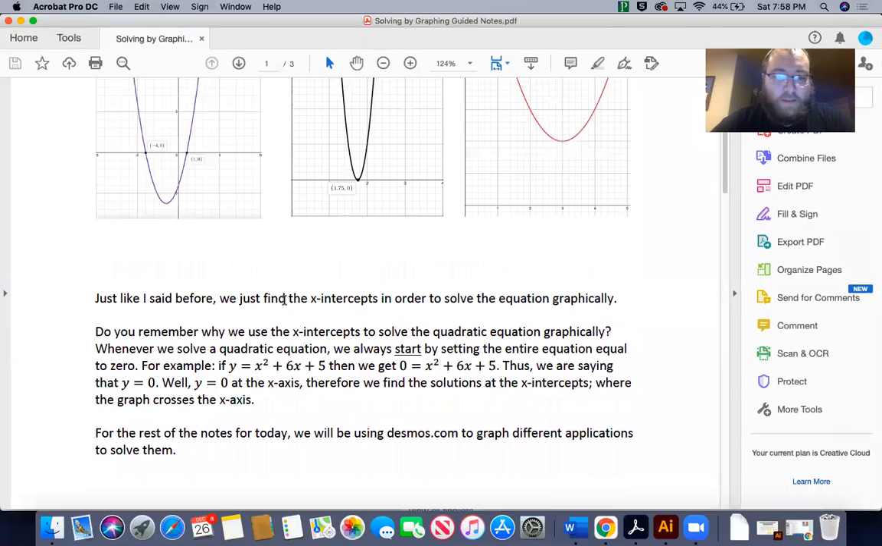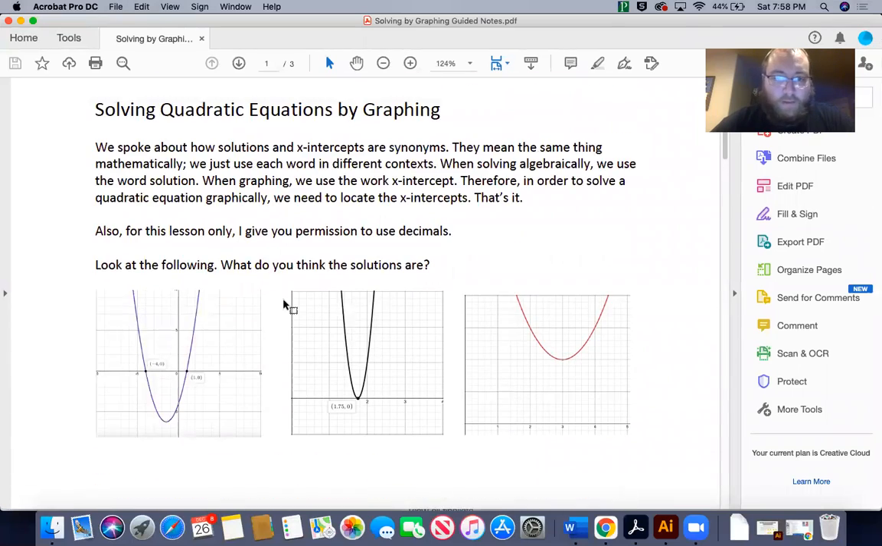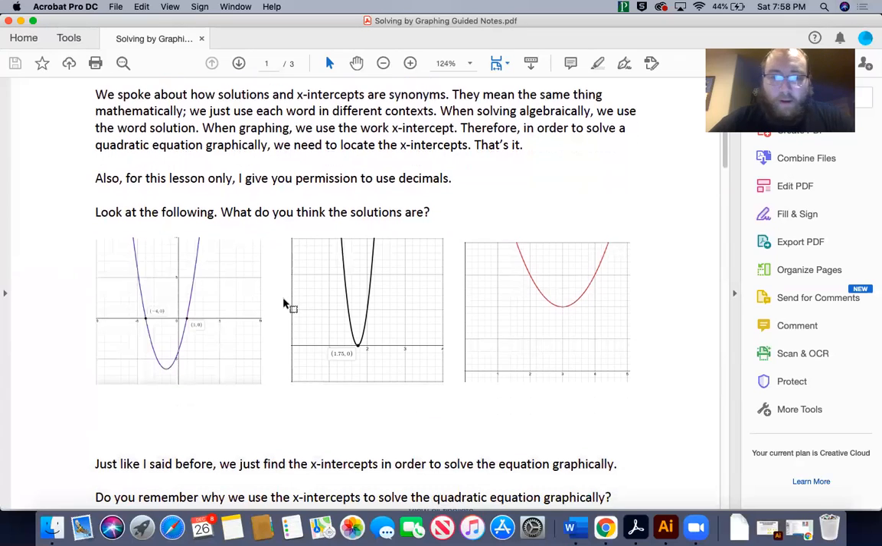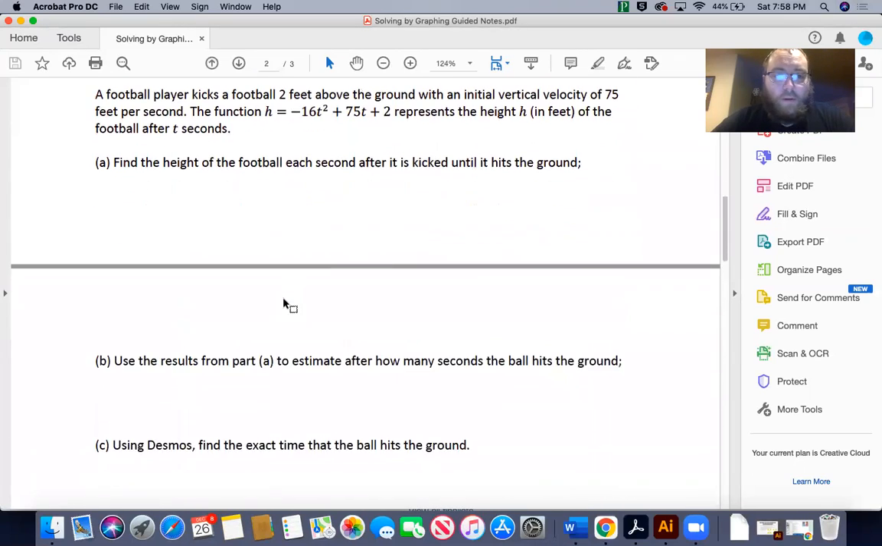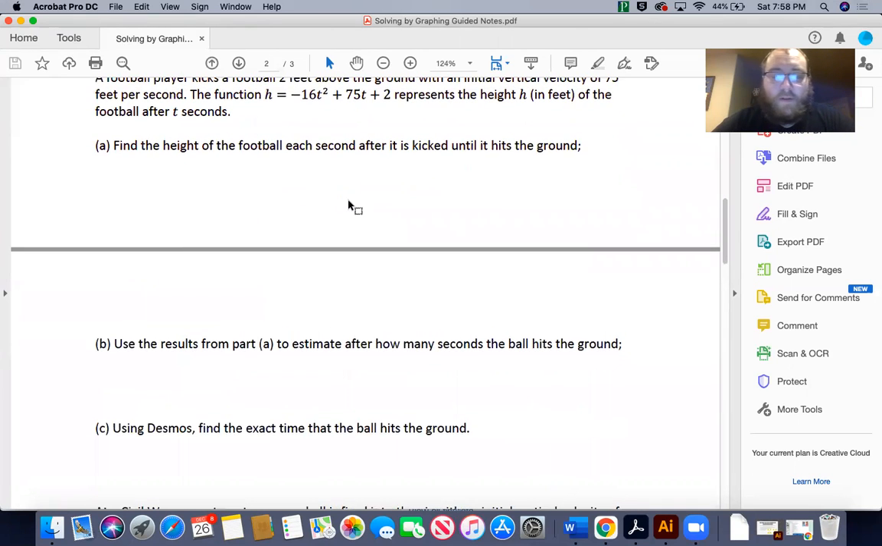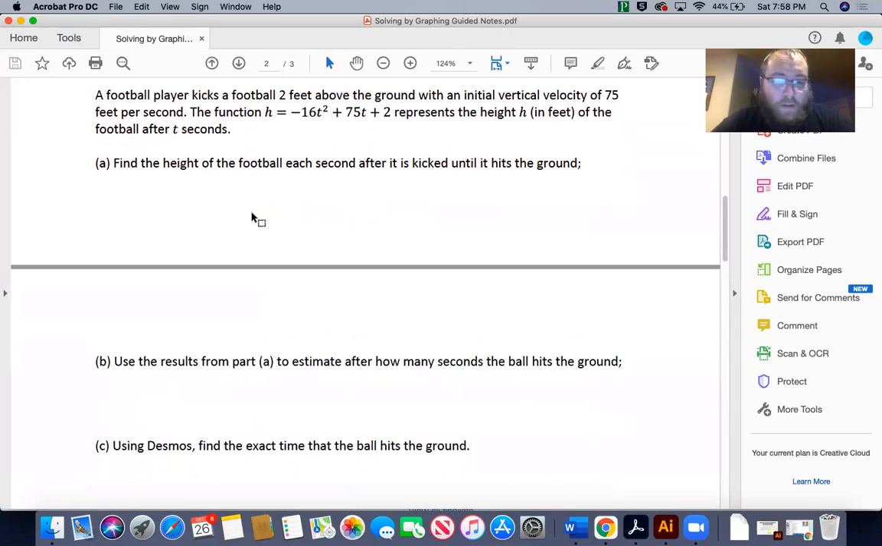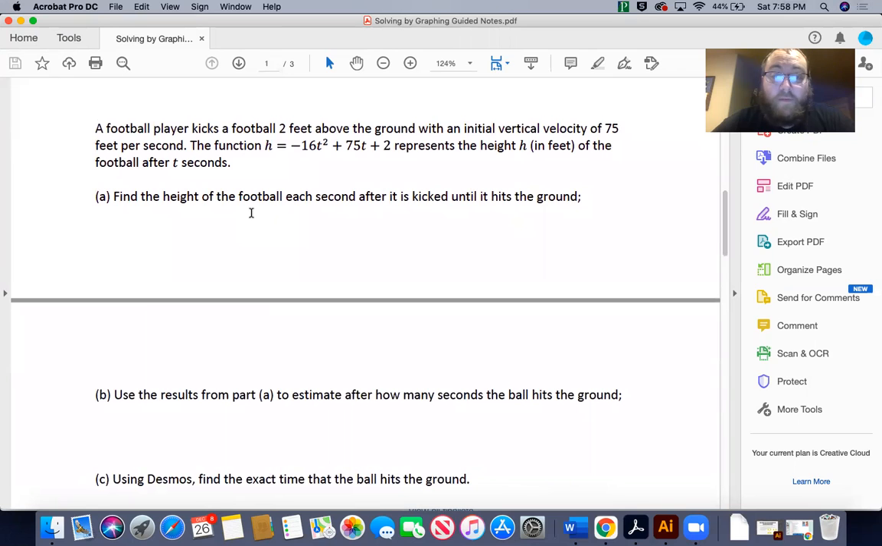I'm going to skip this little bit up here, and we're just going to go straight down to the practice problems. Essentially, what we mean by solving by graphing is we're going to give you a word problem, a context for your quadratic equation. Sometimes it's in function notation, but we give you an equation that models something particular, and then we ask you questions about it, and we ask you to use the graph to answer the questions. That's what we mean by solving by graphing.